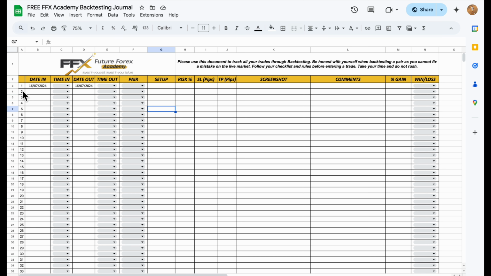So I then type in the date entered, the time, the date exited, the time I exited the trade, the pair I'm trading, the setup I'm looking for, my risk percentage, my stop loss pips, my TP pips, a screenshot of the trade, comments that I have throughout the trade, any remarks on the trade, my percentage gain, and was it a win or was it a loss. So a lot of these are just drop down arrows, so that also makes it very easy.